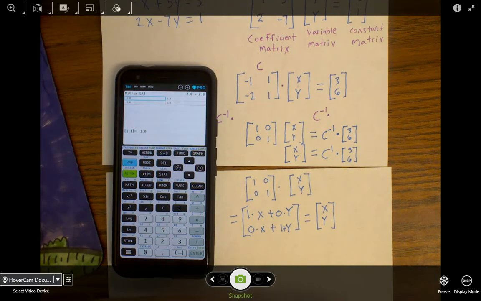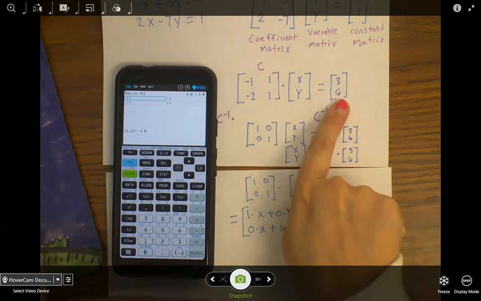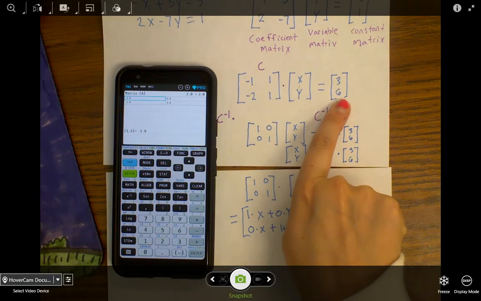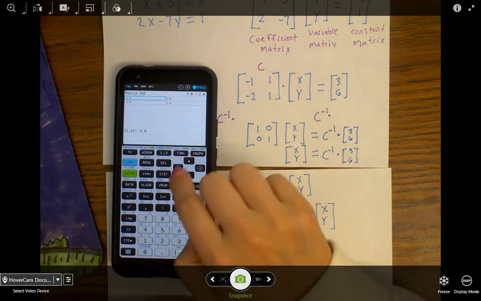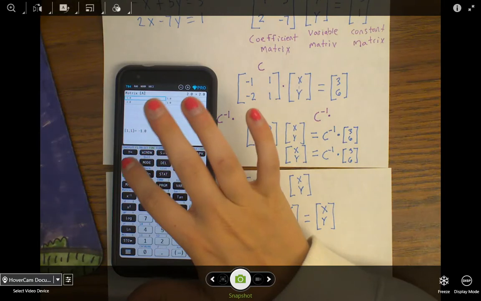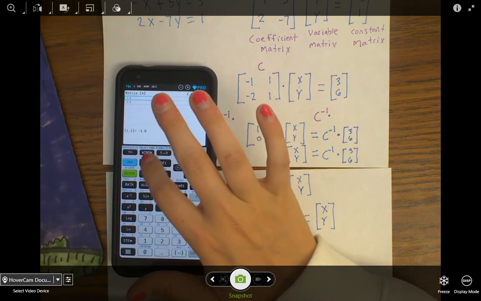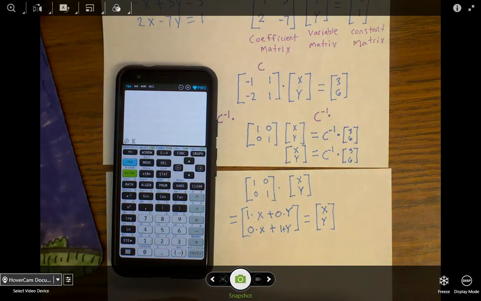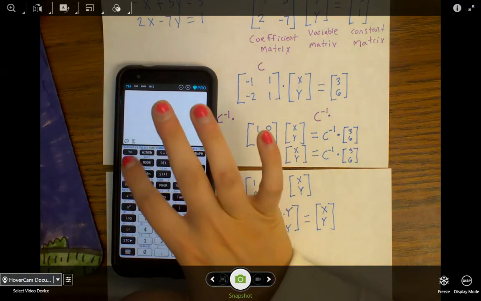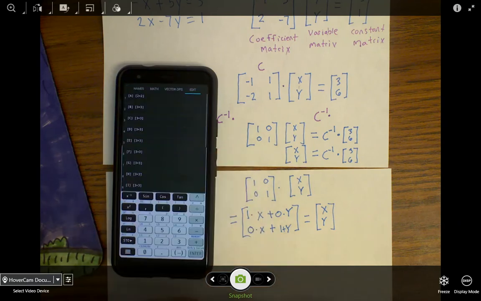But notice that we also need to have stored somewhere our constant matrix, which we don't right now. So we're going to go back to our home screen. So second, and then mode is quit. So there's a little quit above, so that takes us back to our home screen. I'm going to go second, back to my matrix screen.